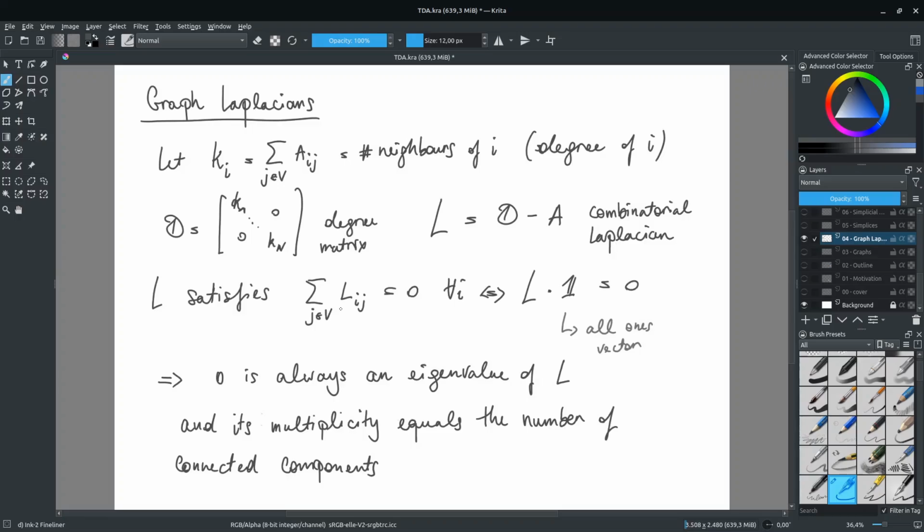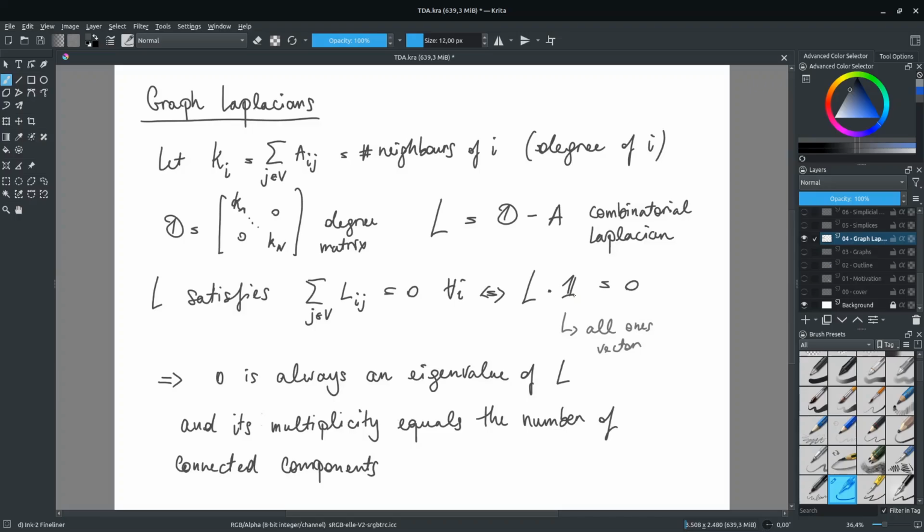And that means that this sum I could interpret as just taking my matrix and multiplying it by a vector with all entries 1, and that says my matrix times this vector is equal to 0. And that's nice because, since this vector is not 0, it means that the vector of all ones is always an eigenvector of my matrix L associated with the eigenvalue 0. And so I know now that 0 is always an eigenvalue of L, and actually it's more than that.